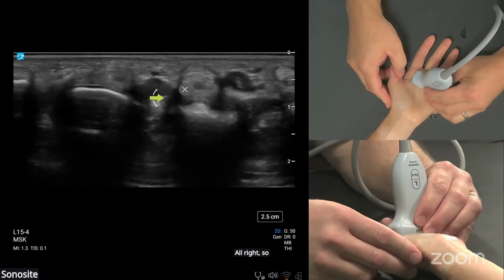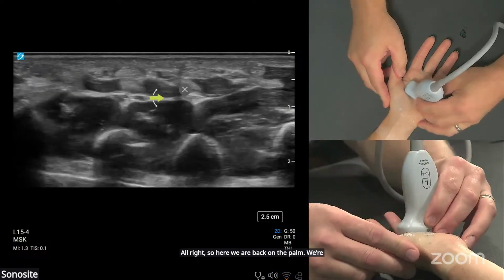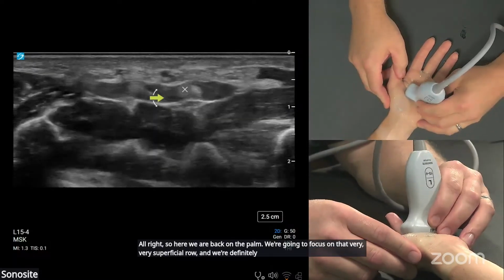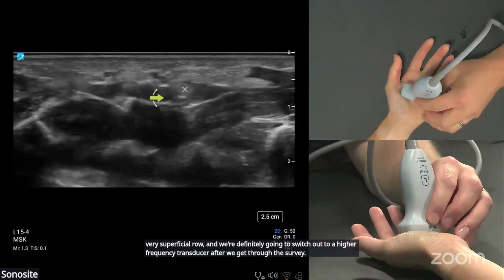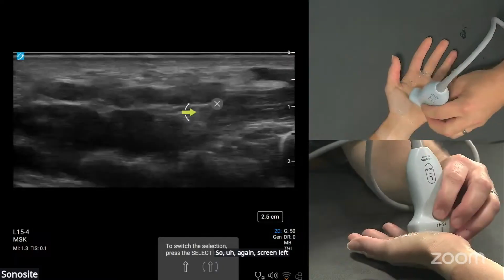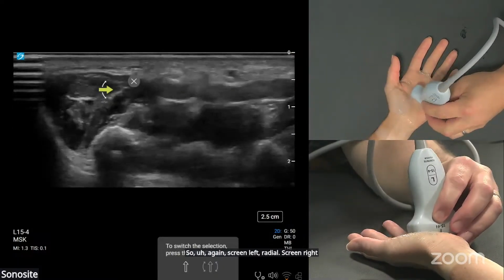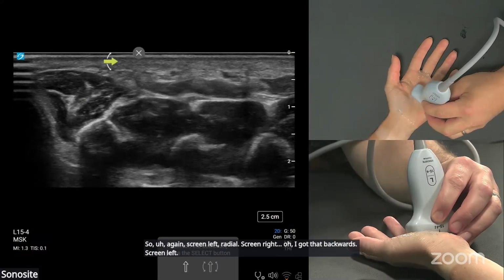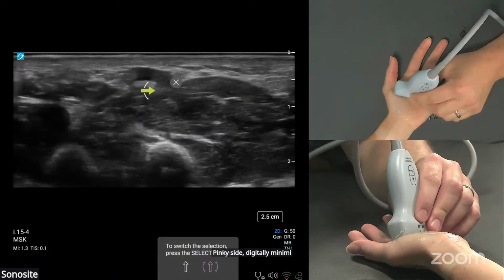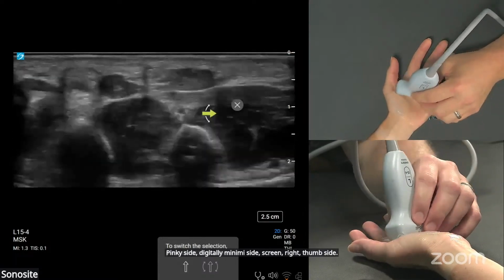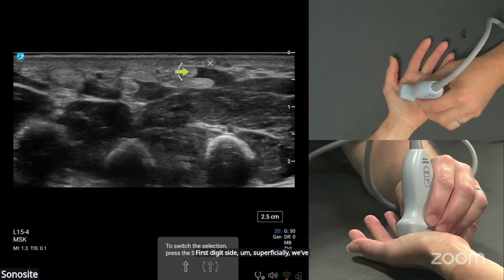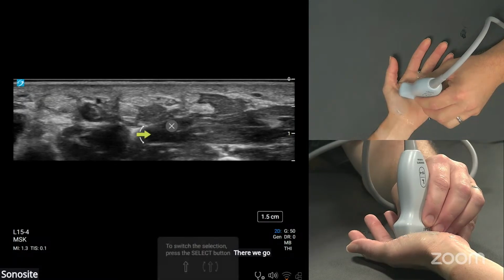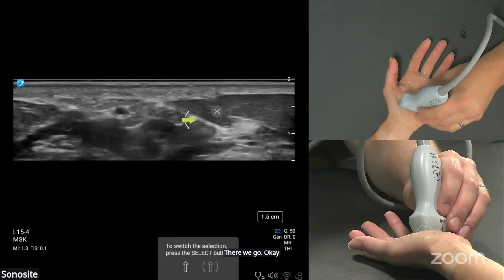So here we are back on the palm. We're going to focus on that very, very superficial row, and we're definitely going to switch out to a higher frequency transducer after we get through the survey. So again, screen left, radial, screen right. Oh, I got that backwards. Screen left, pinky side, digit five side, screen right, thumb side, radial side, first digit side. Superficially, we've got, go more shallow. There we go. Okay, back all the way to the palm.